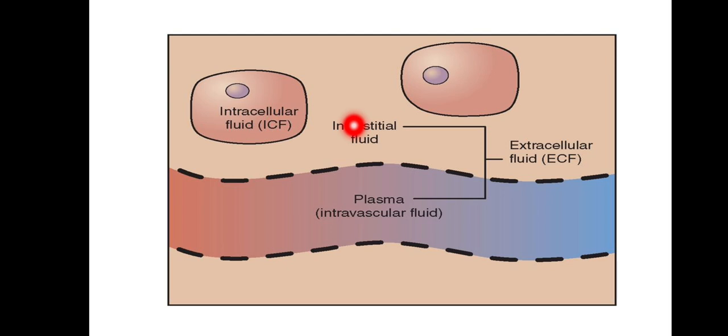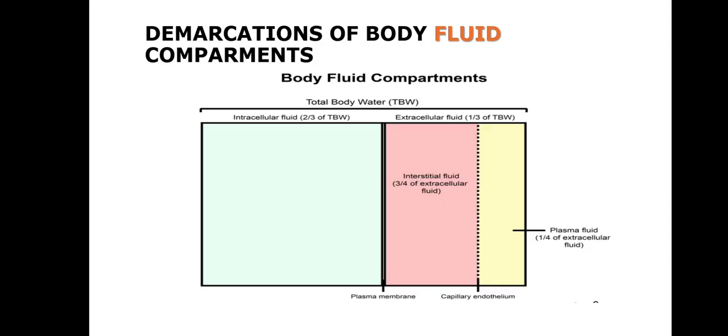For example, fluid that is not inside the cells of the liver is considered interstitial fluid because it is not in the blood vessel. However, the fluid that is inside the blood vessel is considered to be the plasma fluid. And what is the last subdivision of extracellular fluid? It is the transcellular fluid. And what is it? The transcellular fluid is the fluid that is found in the body cavities, like the pericardial fluid, the cerebrospinal fluid, and the synovial fluid. Those are compartments of body fluids.